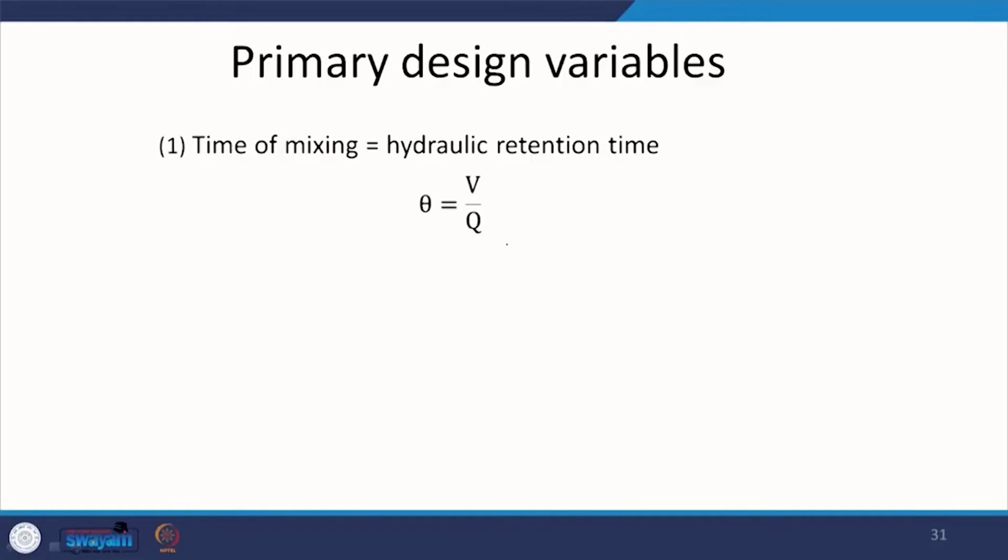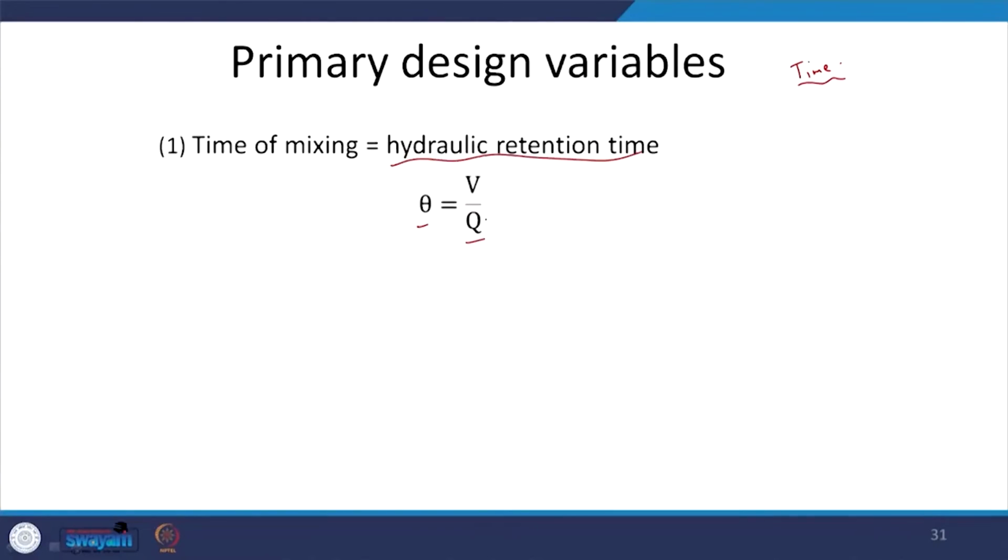Okay, primary design variables, as I mentioned, one is how much time am I mixing it for. When I say time, it obviously refers to the time that this water is spending in my system. Time the water is spending in my system, and we know that it's called the hydraulic retention time. Theta equal to V by Q, you can calculate that pretty simply. And what's the other one? It's about the intensity of mixing.